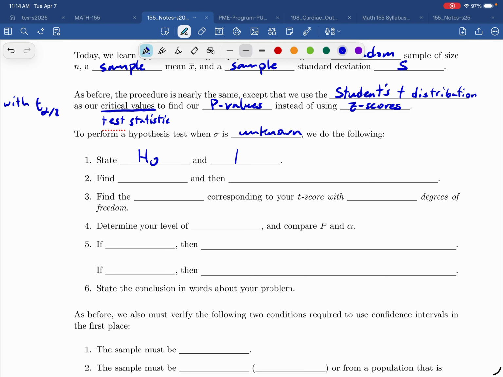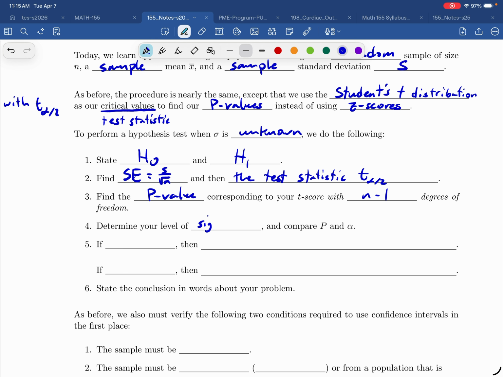We're going to state the null and alternate hypotheses. Null means that the population mean mu equals a certain value. Alternate hypothesis is that it doesn't equal that value, or it's less than that value, or it's greater than that value. That's one of those things, right? Next up, you find your standard error, which is your S over root n. And then the test statistic t, or t alpha over 2 as the book calls it. We then find the p value corresponding to your t-score with n minus 1 degrees of freedom.